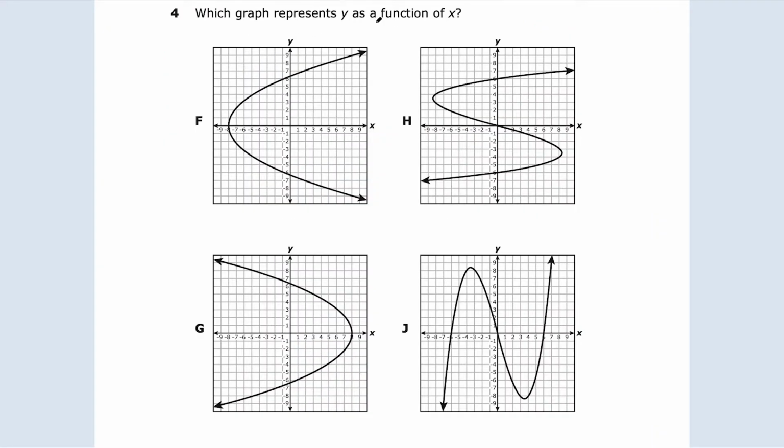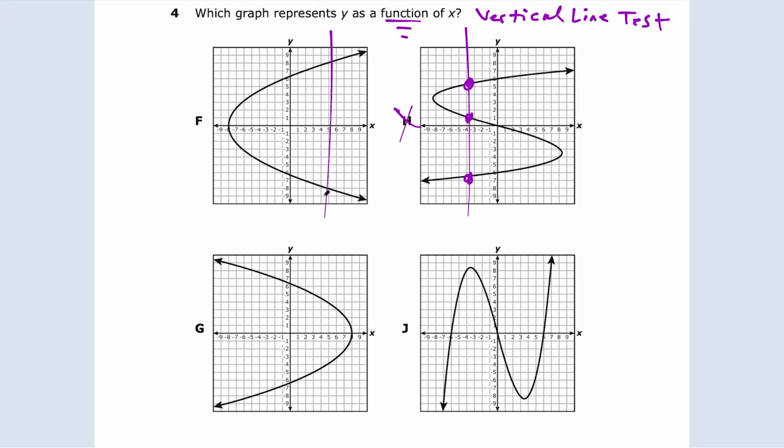Question 4, which graph represents y as a function of x? So to test if this is a function of x, we could use the vertical line test. Okay, and the way that this test works, the vertical line test, is if you draw a vertical line through the graph at any location, if it hits the graph more than once, like let's say choice H, that notice we hit the graph at 3 locations. Right away, I could see this is not a function of x.